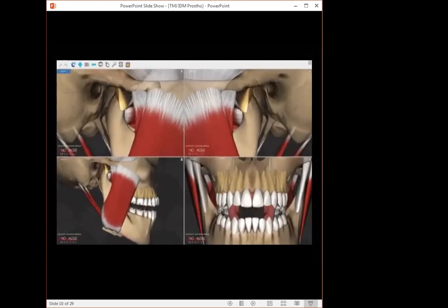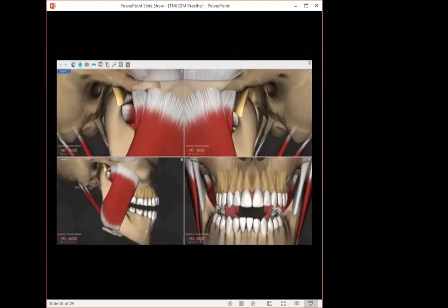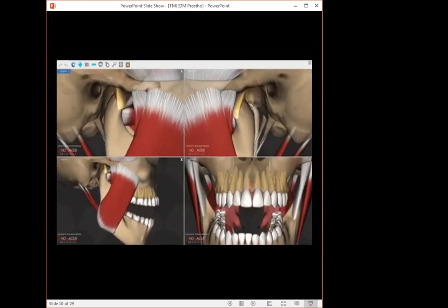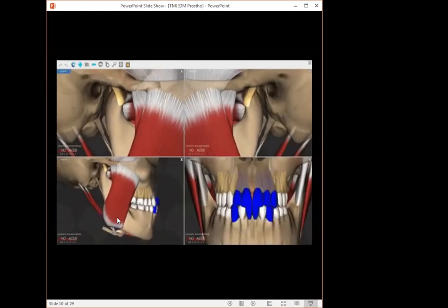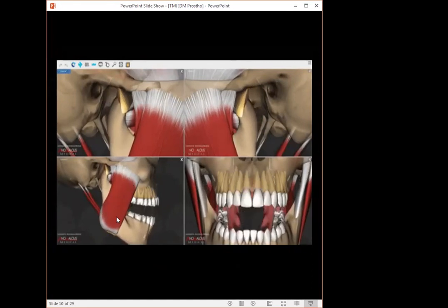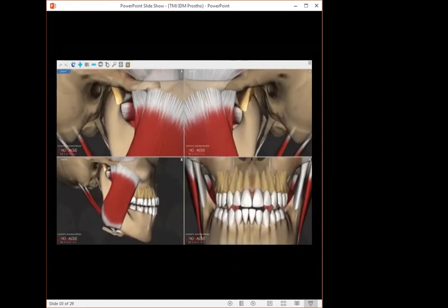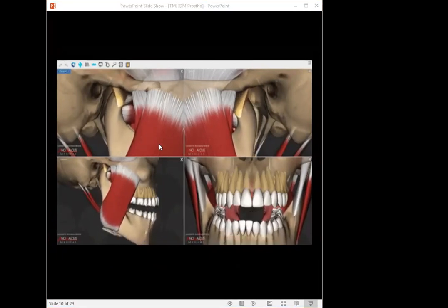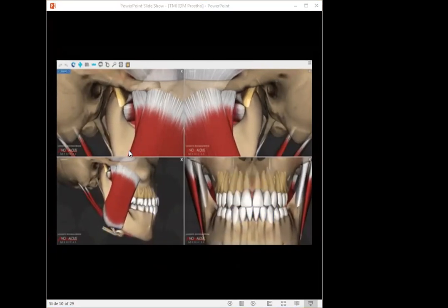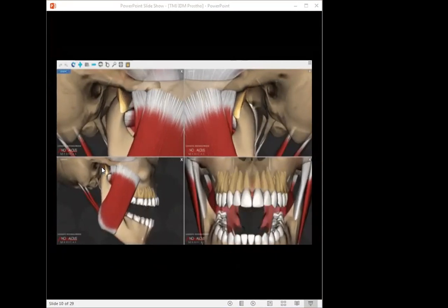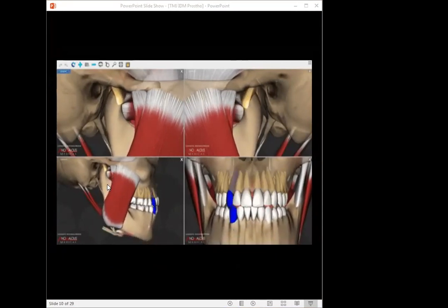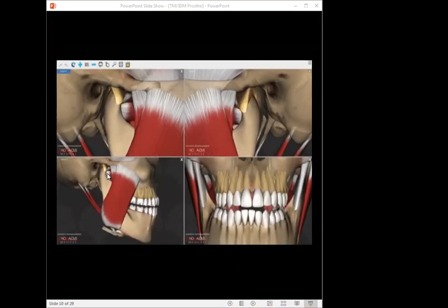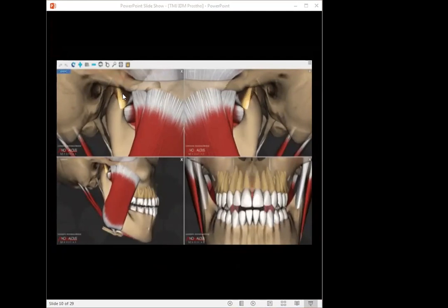I already told you the muscles of mastication in the last class. The main muscles are your masseter, which is attached to the outer border of the ramus. Then you have the medial pterygoid, which is attached to the inner aspect of the mandibular ramus. Then the temporalis, which is attached to the coronoid process of the mandible. And the lateral pterygoid, which is attached to the neck of the condyle and to the articular disc.